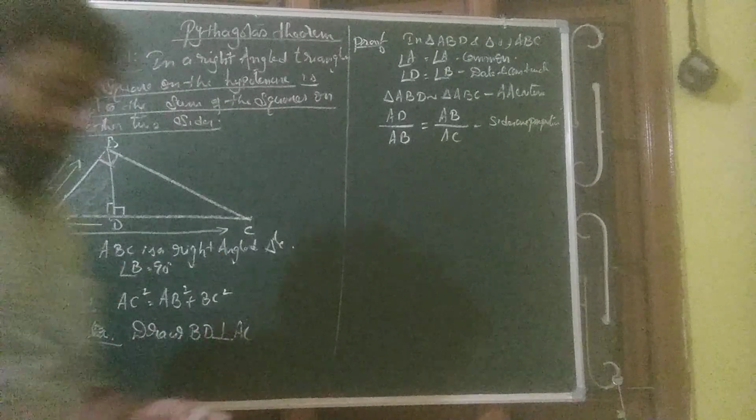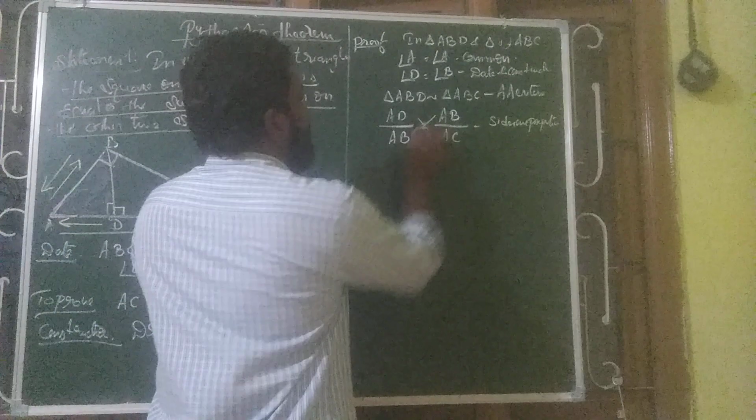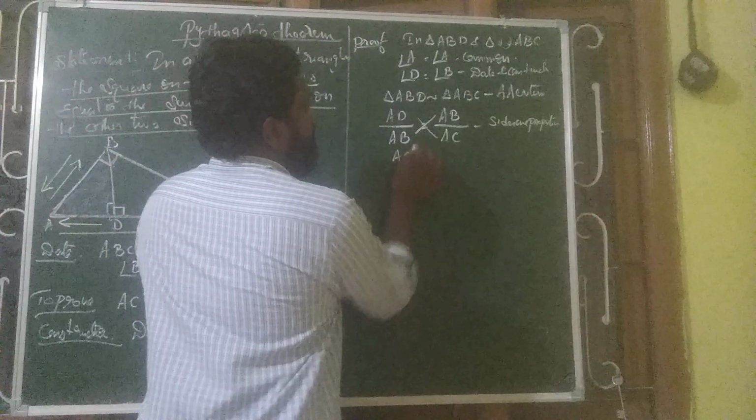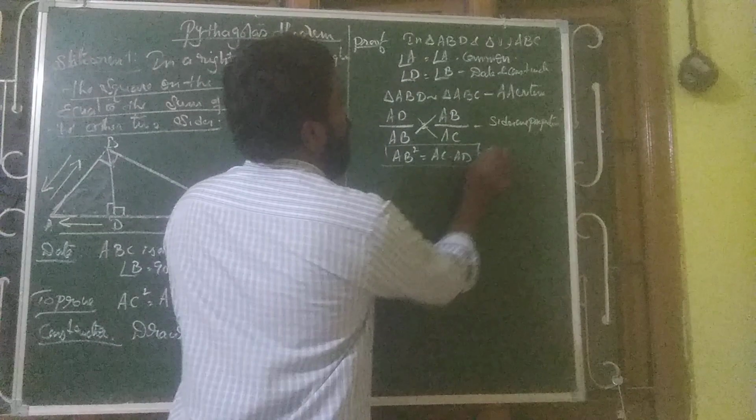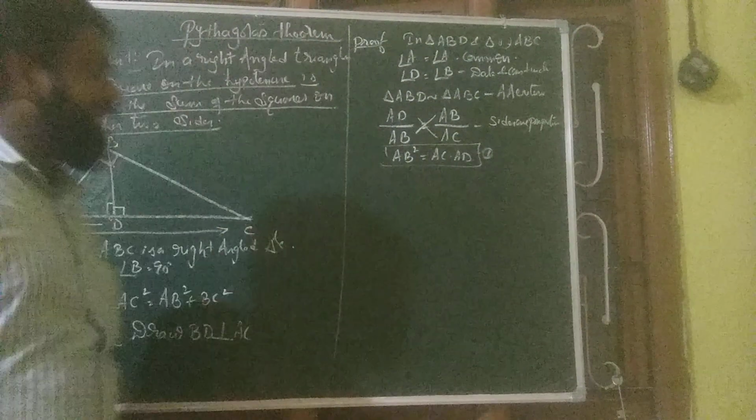AB by AC. Then do the cross multiplication for this. That is AB square is equal to AC into AD. This is equation 1. Next, the second part is this one.